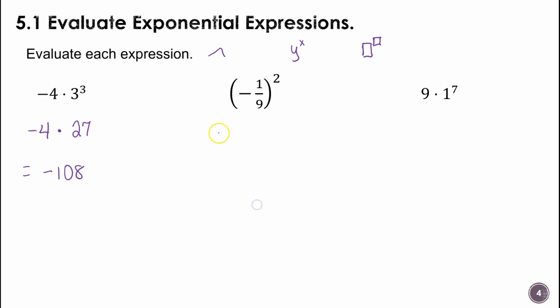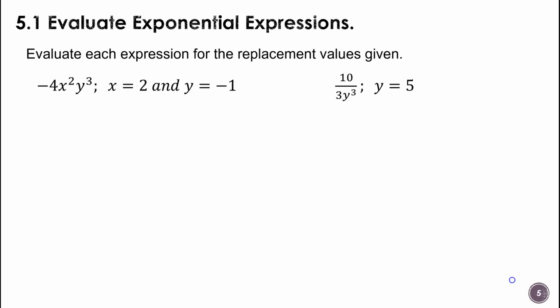All right, the next one means -1/9 times -1/9, and that leaves me with 1/81. All right, so it is still a fraction. The next one is just 9 times 1, because it doesn't matter what exponent we put on the 1, it still will equal 1, so that is 9. Okay. Next, evaluate each expression for the replacement values given.